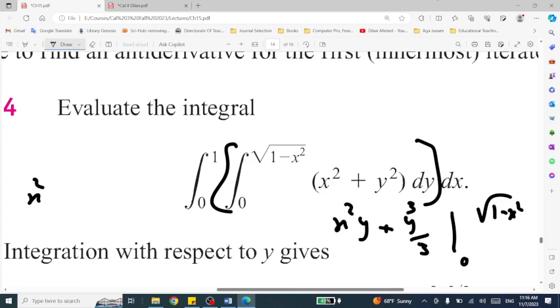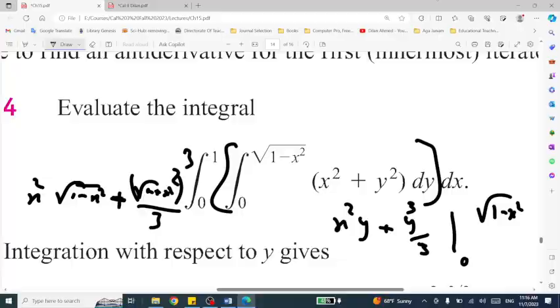Then the second term: 1 minus x squared, plus 1 minus x squared cubed over 3.